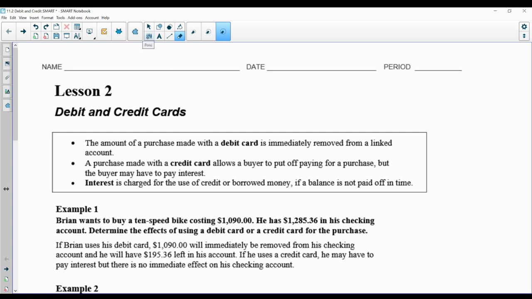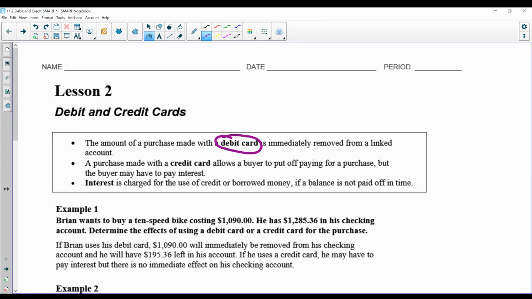I'm going to go over lesson number 2, which is debit and credit cards. For this lesson, you're going to need to know the difference between a debit card and a credit card. Let me start with the debit card.